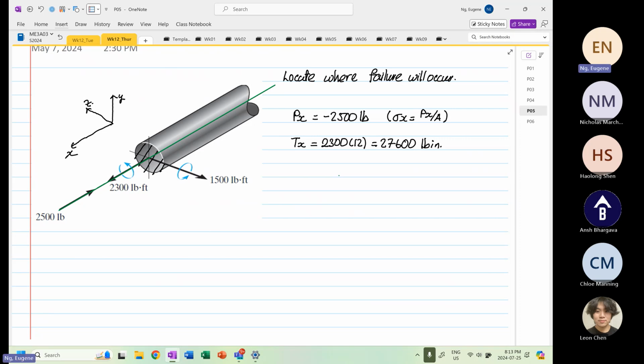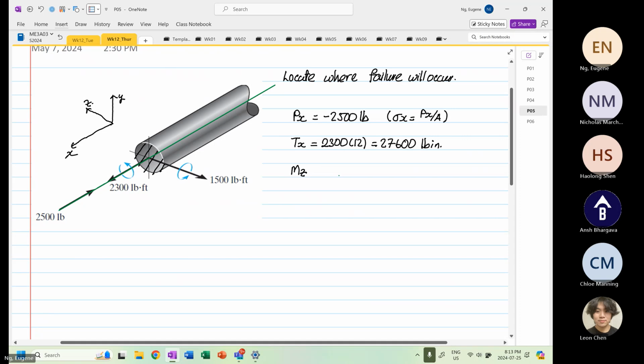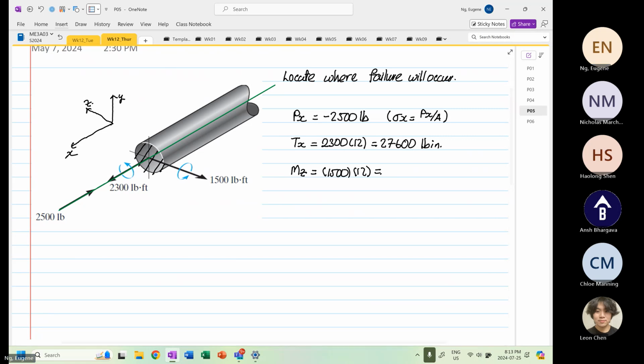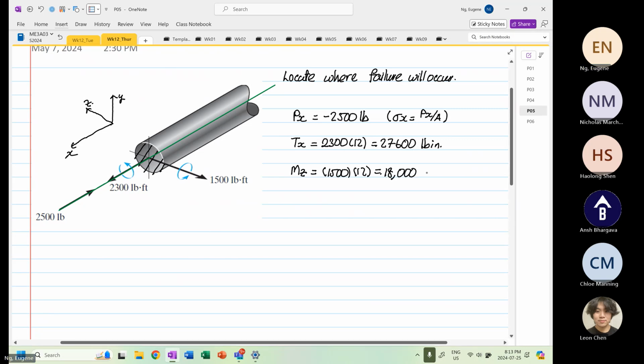And then we know that we have a moment about z. The moment about z given to us is 1,500. Again, multiply by 12, which is equal to 18,000 pound inch. Now I'm going to sketch.